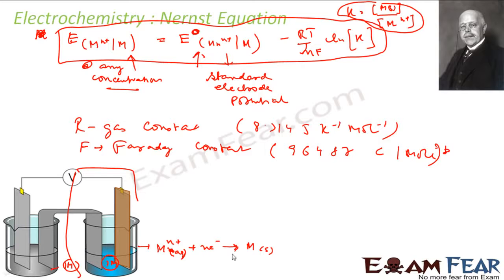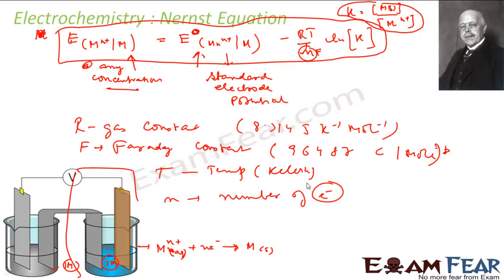And T is my temperature in Kelvin. K is my equilibrium constant, and n is the number of electrons getting exchanged. So first let's apply this equation to the Daniell cell, and then we'll try to derive it.